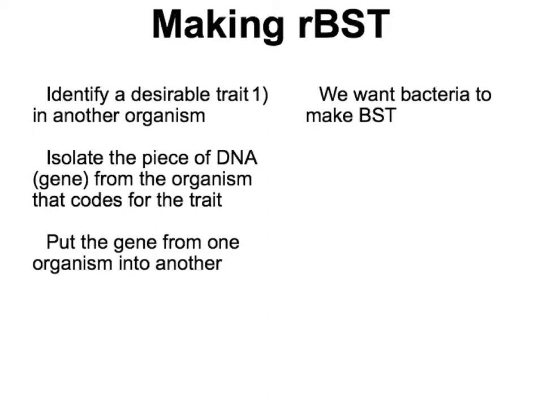First, what's the desirable trait of the organism that we want to do? We want to make bacteria, but what we want to do is reprogram the bacteria so that they make this hormone called BST that we can inject into cows. Before we get too much into this, I want to give you some background information about what BST is and what it does.